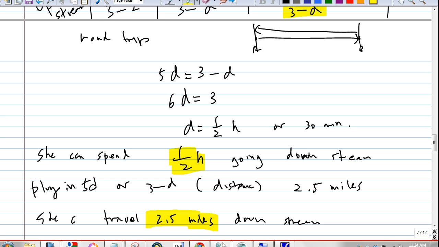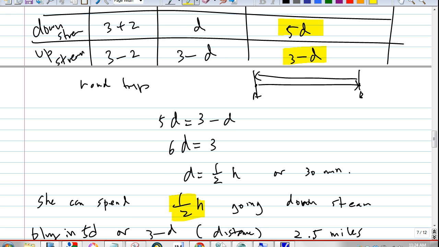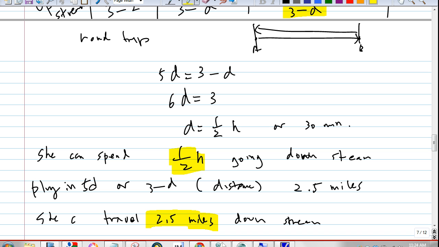Does that make sense? So that means she went down 2.5 miles, and she came back up 2.5 miles. Does that make sense? Of course, it took her longer, right? How many hours did it take her to go back? To go upstream, it took her 2.5 hours. Okay, any questions?